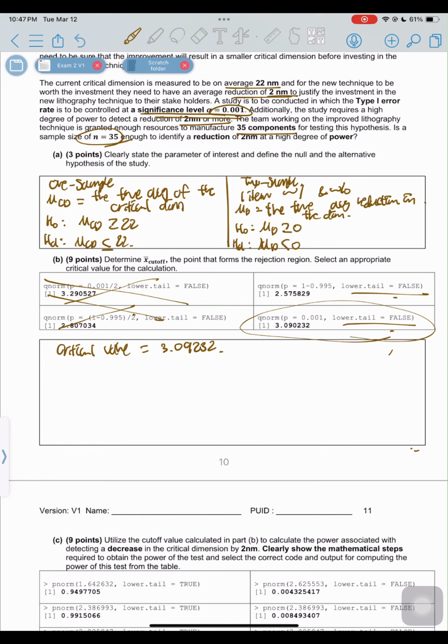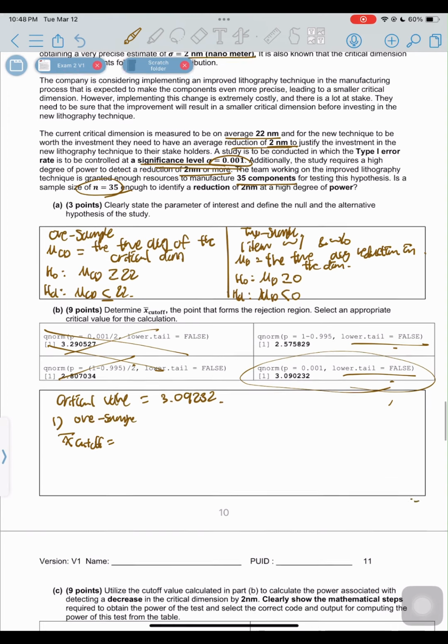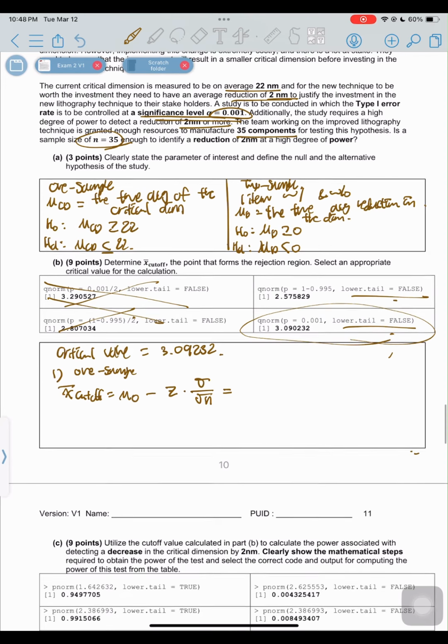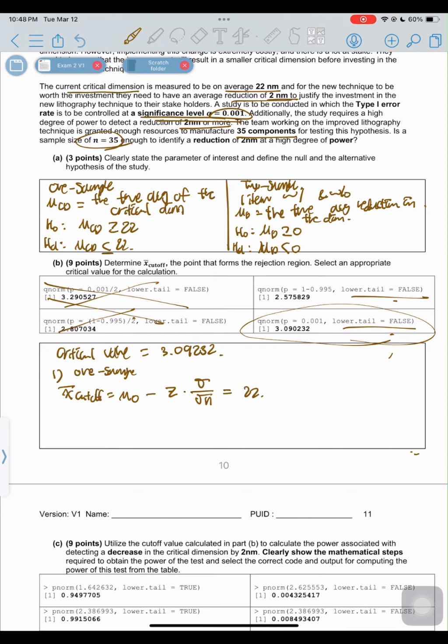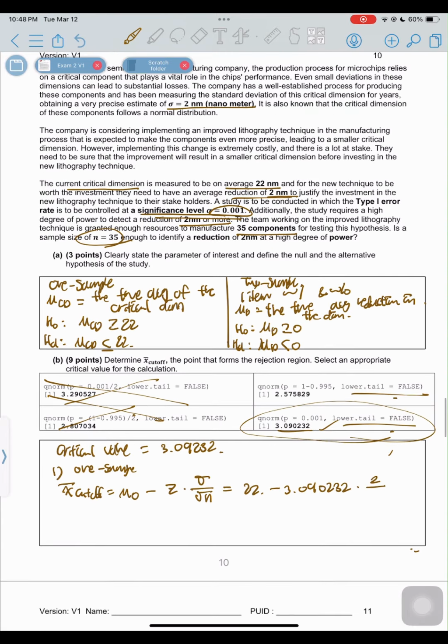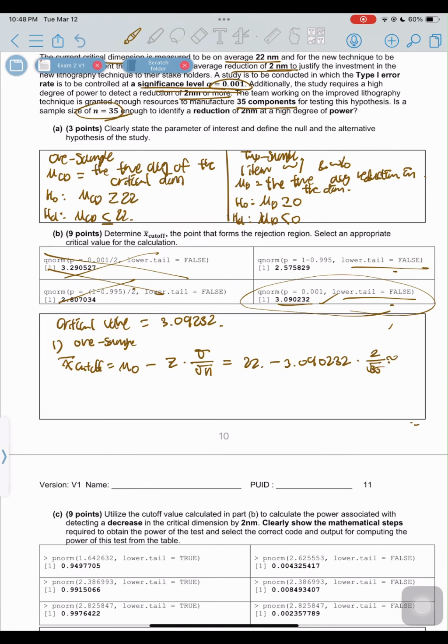Okay, and then I can solve it in two different ways for the cutoff. So if you do the one sample version, the cutoff would be the mu naught value minus the C value times sigma over the square root of n. So mu naught value is 22, right? Because that's the current critical dimension, minus the C value, 3.090232, times the sigma value, which we're given as 2, and then the square root of n, so n value is 35, so square root of 35. If you calculate this, you get something like 20.955.